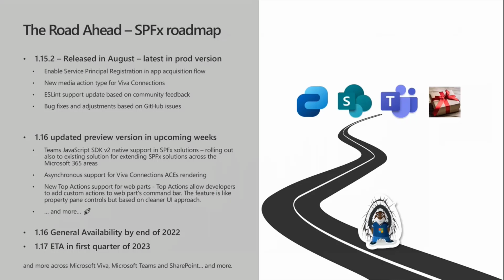Quick updates in here. Again, 1.15.2 is the latest version for production. For 1.16, we already have a preview out. We're looking into having an updated preview within upcoming weeks, which will help to have, for example, native typings for the Teams JavaScript SDK v2 directly in the context and all of that. The 1.16 general availability will happen by end of this calendar year, and then 1.17 is intended to happen within the first quarter. So that's good timelines for that.